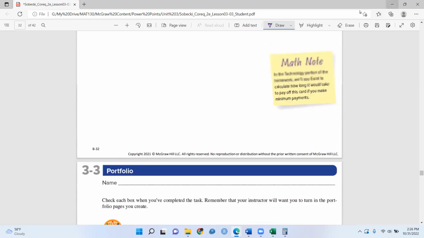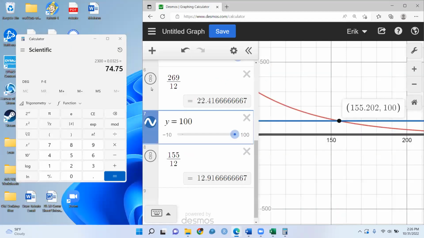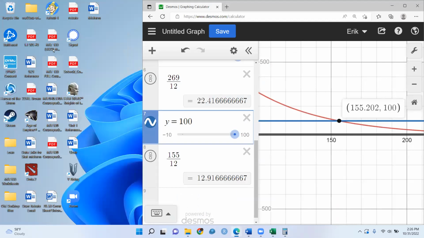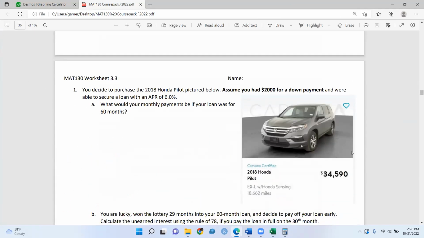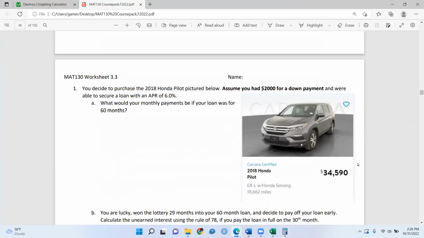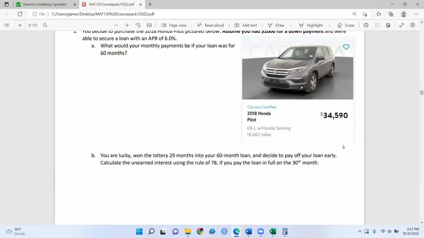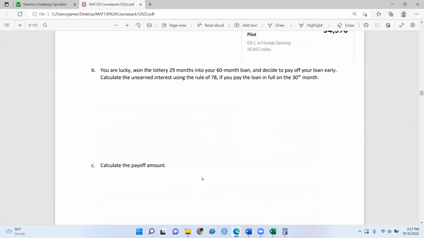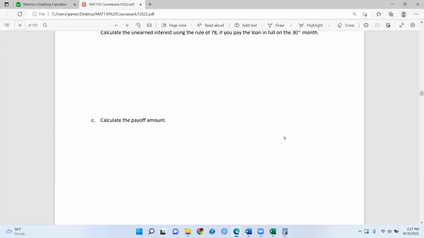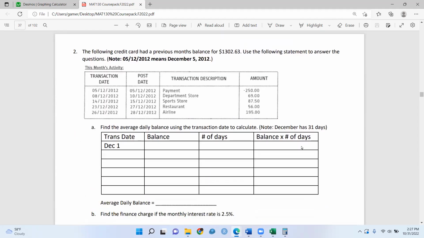that's that. So here's where I want to see if that made any sense to you. In the course pack, we're looking at the 3.3 worksheet. I've got a picture of a car that you're purchasing. I'm giving you an APR amount. Notice I'm giving you a down payment amount, and you're going to run through and calculate these things using the unearned interest rate, the rule of 78, and all that. So practice what we just did.